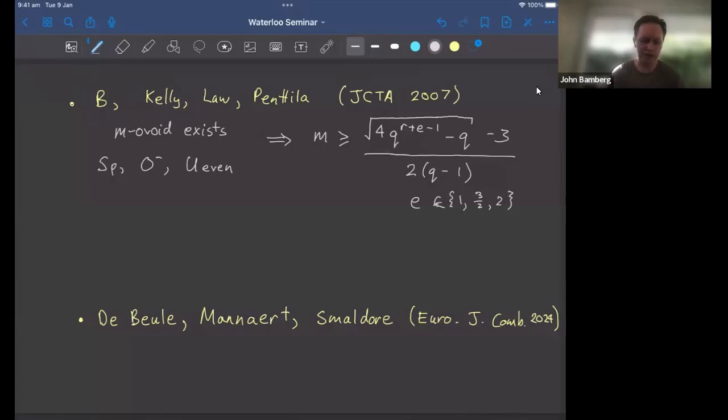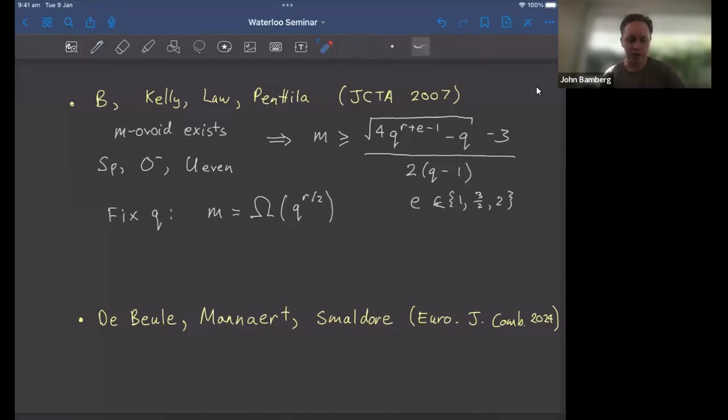So if we fix Q here, then this bound is something like, if I write it in Landau notation, big omega of Q to the R over 2, roughly Q to the R over 2 minus 1 or so. And so that means that eventually, as the parameters grow, so as R grows, M is a constant factor times Q to the R over 2, at least, okay? So it's the opposite of big O, if you're not familiar with this notation.